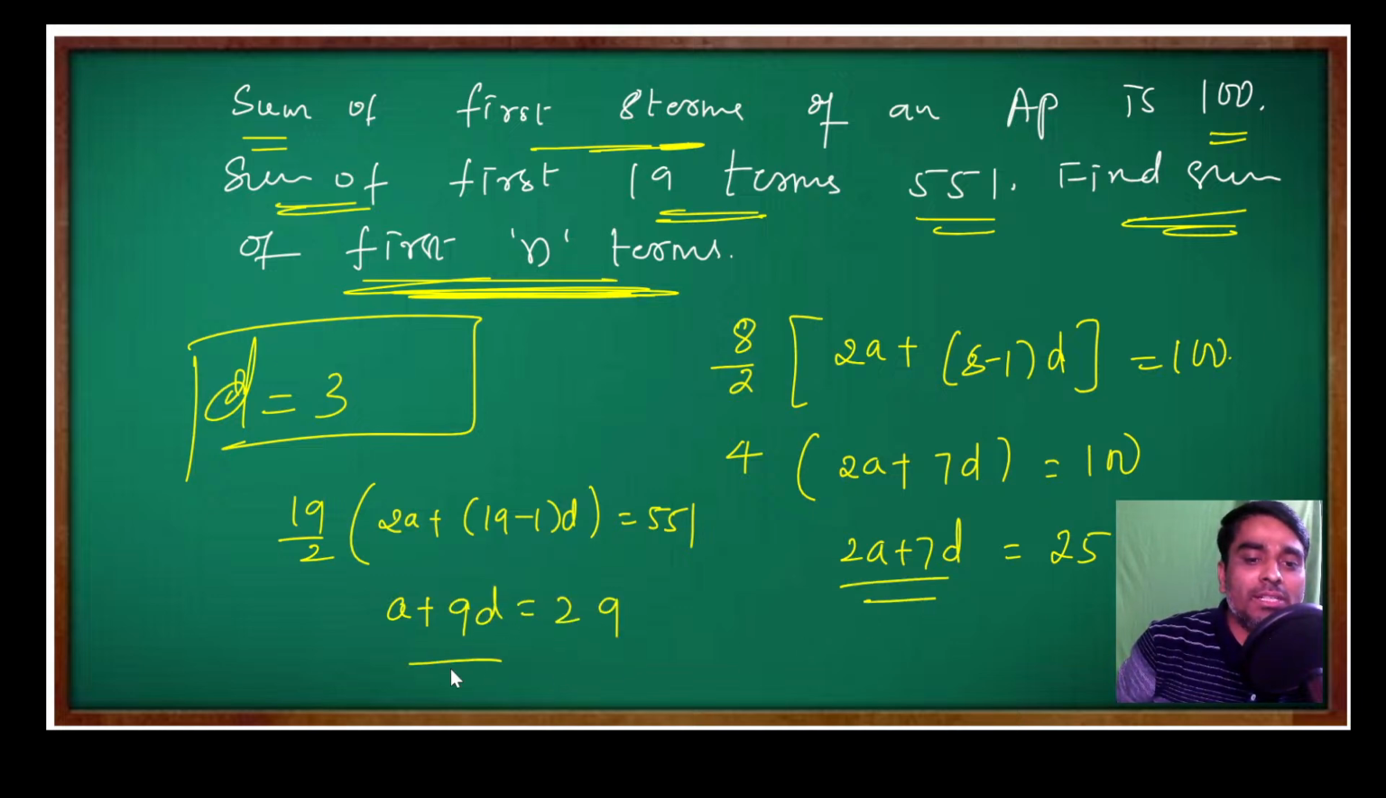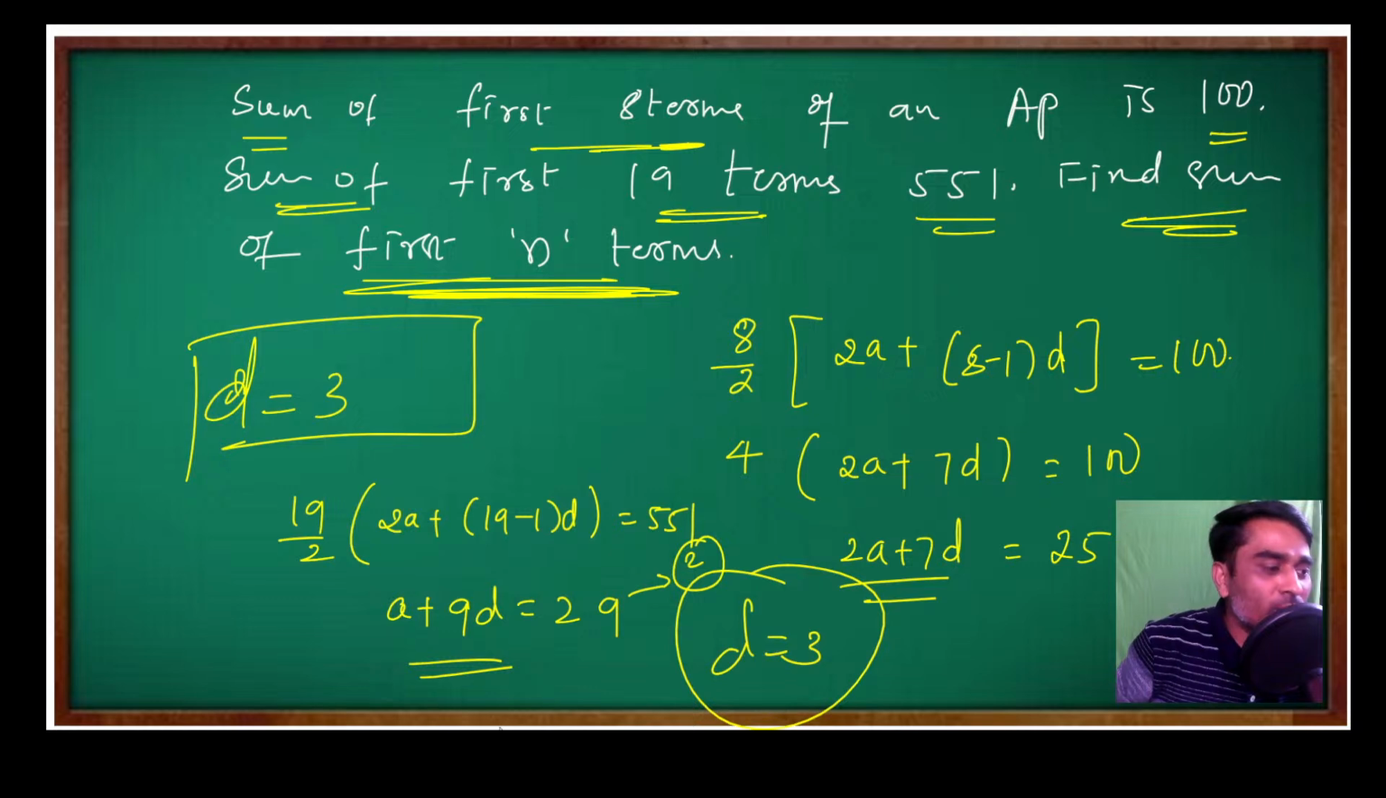You have to solve these two. You will get d as 3. Simultaneous equations 1 and 2, you just need to solve. D equal to 3 you will get. After getting d equal to 3, find sum of first n terms. Again use the sum formula. You want me to wait or you will do it later?